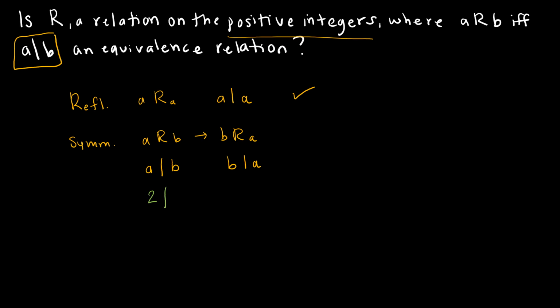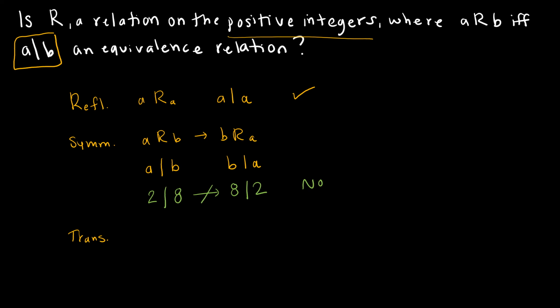So 2 divides 8 because 2 goes into 8 evenly with no remainder. 8 divided by 2 is 4. But does 8 divide 2? Well, 8 does not go into 2 evenly because I would not get an integer, I would get a decimal. 8 into 2 is 0.25. So of course this does not imply this. So this is not symmetric. So do I have to continue to check the transitivity property? I sure don't. I could stop right there.